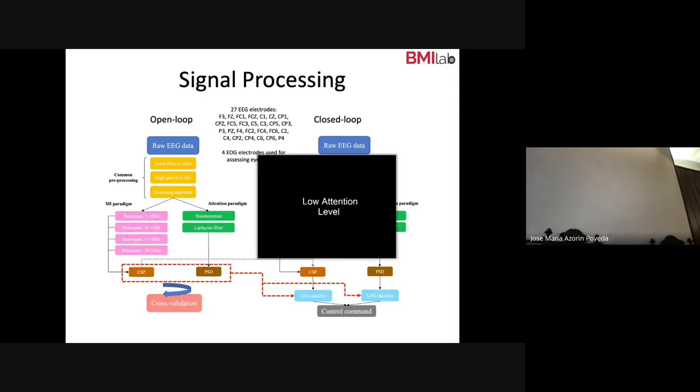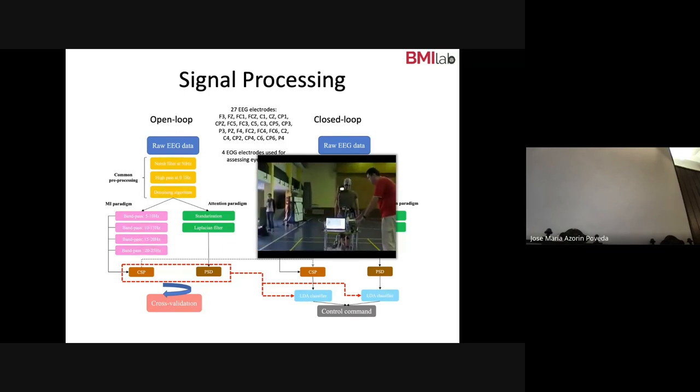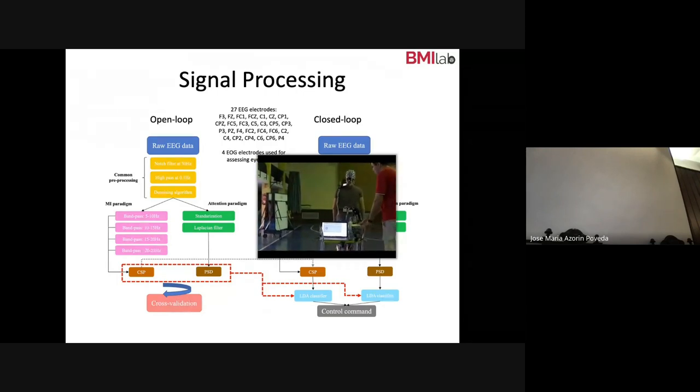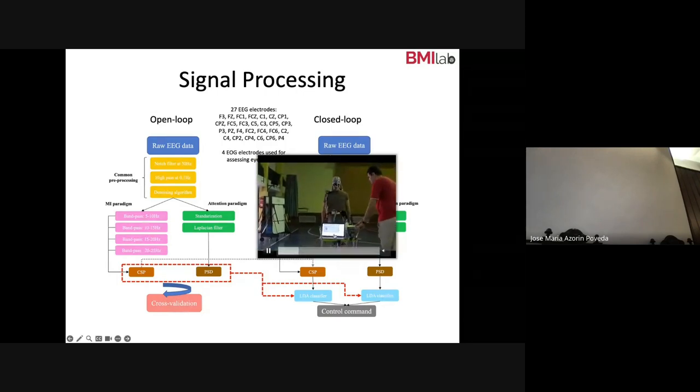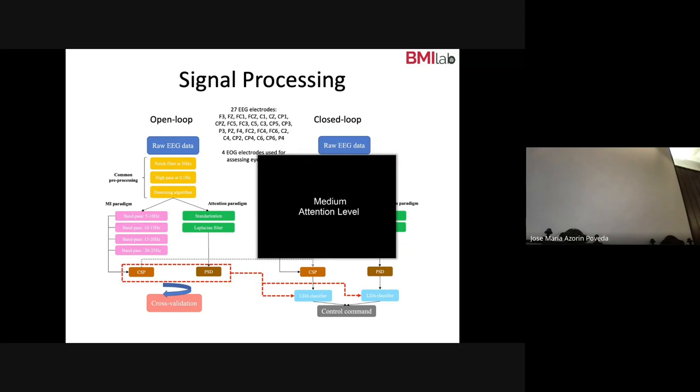I don't know if the video is being shown. Okay. We are providing an index between 0 and 1. For instance, you can see here that the index is 0 because the person is working, but at the same time is watching one screen when he's doing some mathematical operation. On the other hand, we provided an index around 0.5 if the person is working, but the person is not very focused on the working. For instance, the person is working, but I don't know why the video is not showing.